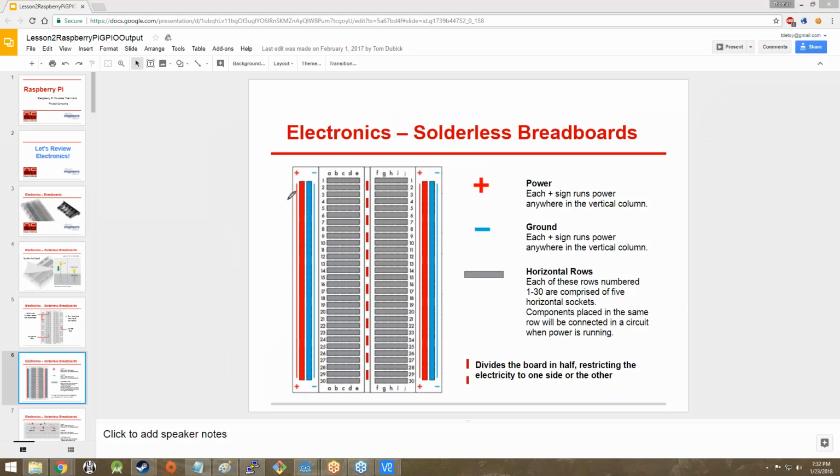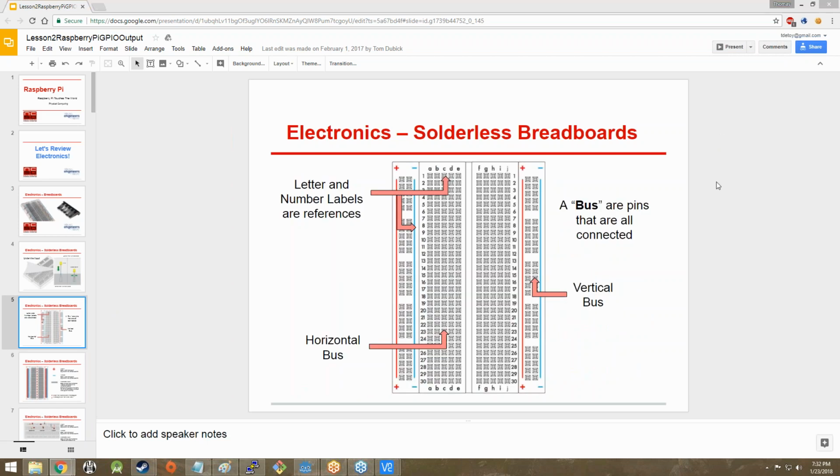That is to say, if you wanted to plug something into here, it would be plugged into something in this one. So this one would be plugged into this one. So those two would be connected. Likewise, this one would be connected to this one. However, this one would not be connected to this one because there's a big break right here that breaks these two up.